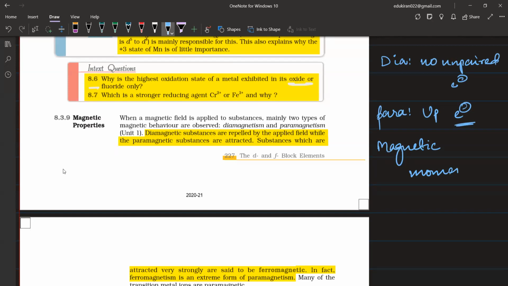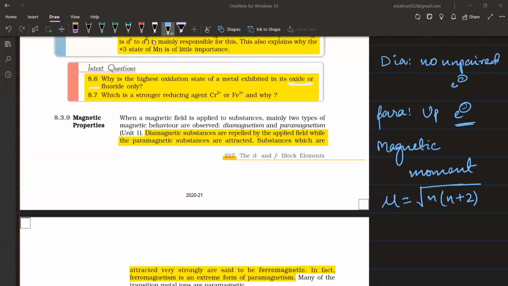Magnetic moment mu is equal to what? Under root n into n plus 2. Okay, so these are some things I hope all of you know already. Yes or no? Please tell me, guys. Yes, sir. These definitions and magnetic moments you must be knowing from the coordination compound chapter.